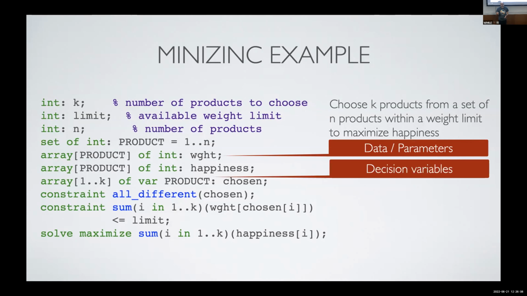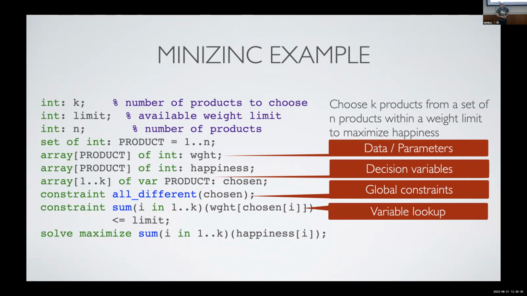The decision variables in our problem are an array of size k. We want to choose k products, and each variable is the product that we choose at that position. We want to make sure that we choose k different products; that's the all_different constraint. Pretty straightforward. Then we have another constraint that is quite interesting from a modeling point of view. We add up all the weights of the chosen products and make sure that it's within the limit. The constraint we're using here is the variable lookup. We index into the weight array using the ith chosen element, where chosen is a decision variable. That's what we want the solver to determine.